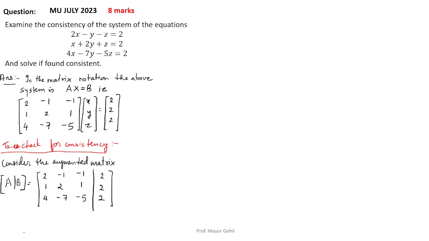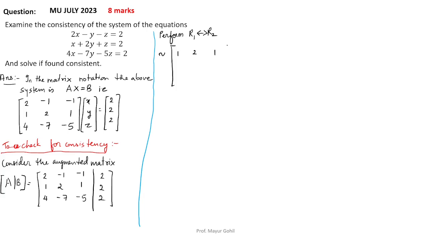Now we will see how to get the rank of it. So the first thing we do, we perform the row operations here and we find the rank, using row transformations only. So let us perform R1 interchange with R2, because we want to make it row echelon form. So let us see how to do that. So R1 interchange with R2.